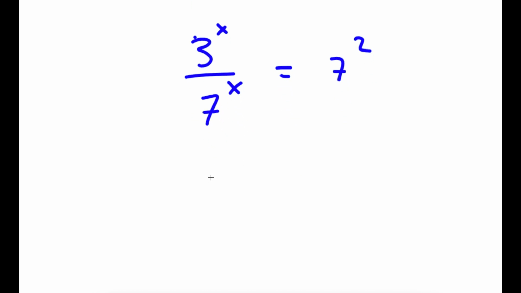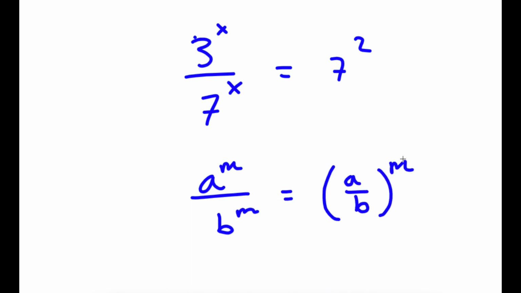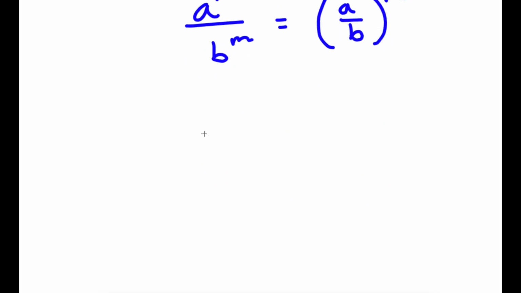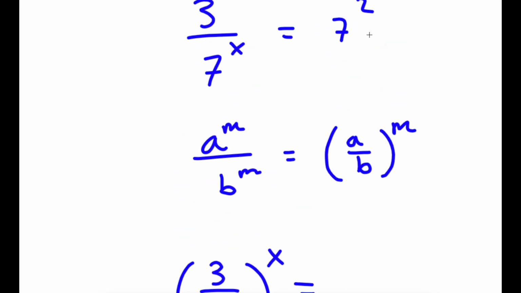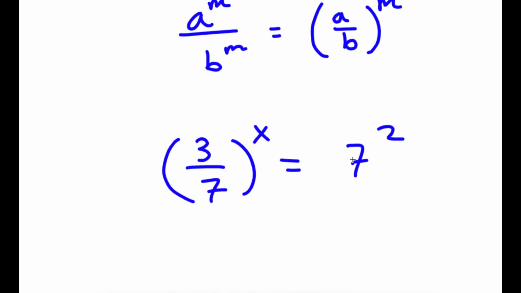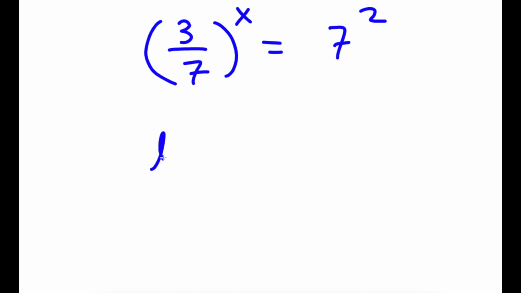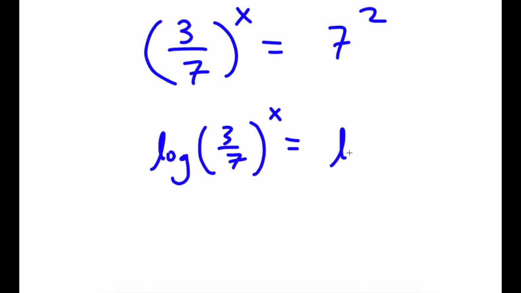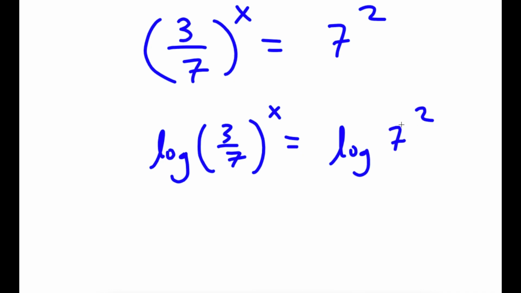Now, if I have something in the form a to the power of m over b to the power of m, this is equal to a over b to the power of m. So 3 to the power of x over 7 to the power of x, that's going to equal 3 over 7 to the power of x, which is equal to 7 squared. And now I'm going to take the log on both sides, so I have log of 3 over 7 to the power of x is equal to log 7 squared.